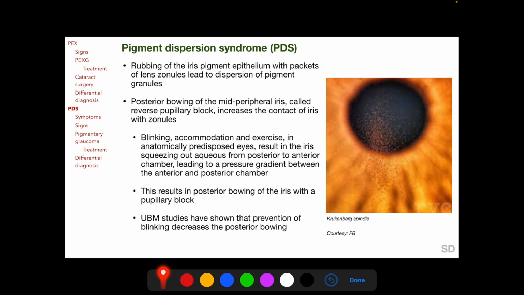a reverse pupillary block. It is called reverse pupillary block because in conventional pupillary block, which occurs in primary angle closure glaucoma and which we have discussed in the previous session, the pressure in the posterior chamber is higher than that in the anterior chamber and the mid-peripheral iris bows forward. And UBM studies have shown that prevention of blinking decreases this posterior bowing of the iris in pigment dispersion syndrome.